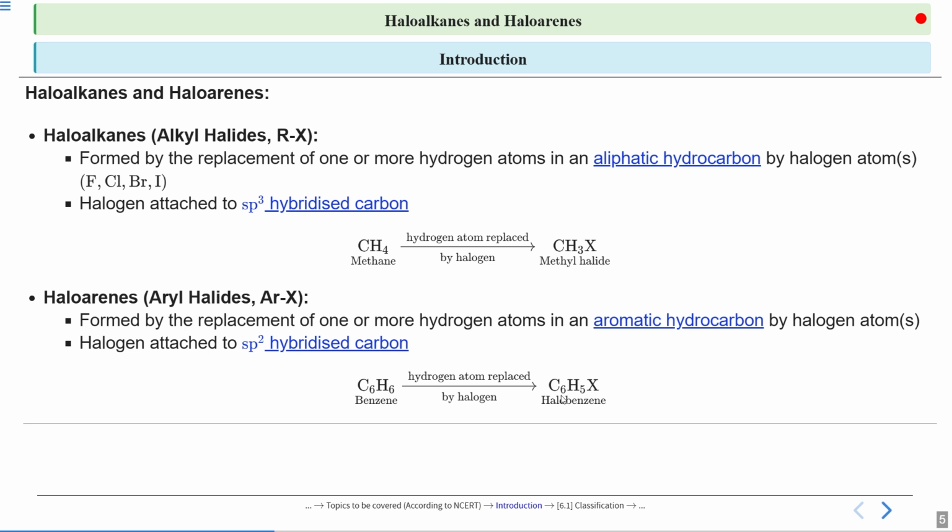Each carbon has tetravalency. That means two bonds are occupied by another carbon, one bond is occupied by another carbon to form the structure, and one bond is occupied by the hydrogen. But the hydrogen is replaced by the halogen. Now the halogen is at the place of the hydrogen, and it is directly connected with the carbon, which is forming a double bond with another carbon. That's why we say that in haloarenes, the halogen is attached to an sp2 hybridized carbon atom.